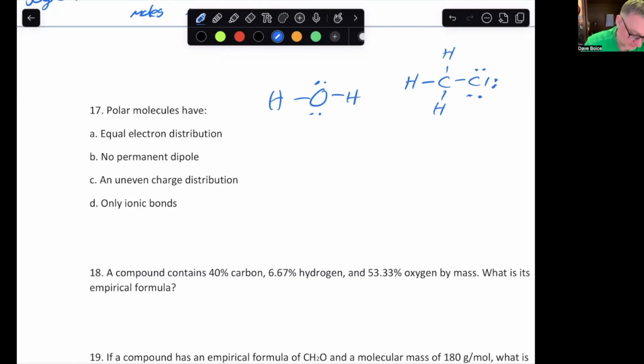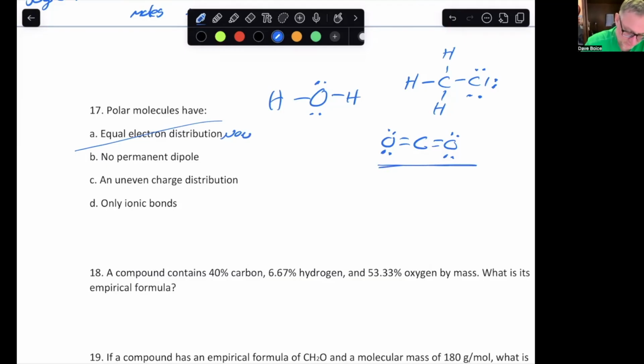So a non-polar molecule would be, say, CO2, which we saw earlier. Okay, and notice CO2 has an even distribution. There are no unpaired electrons in the center. So the first thing you need to look for is unpaired electrons in the center. And second, is it symmetrical? So equal distribution, that would be non-polar, with no permanent dipole.